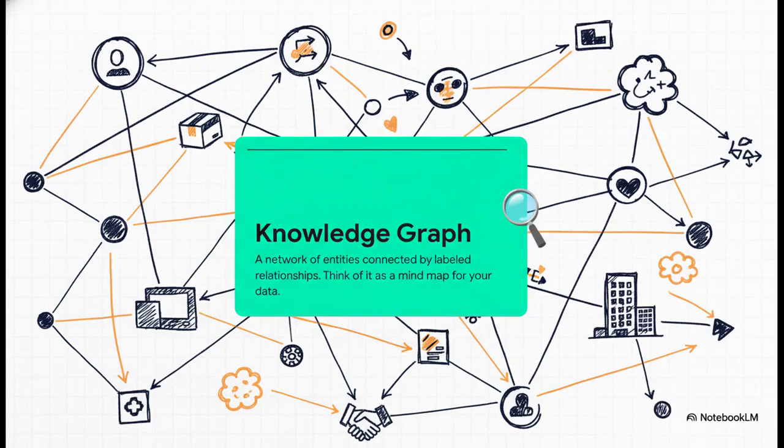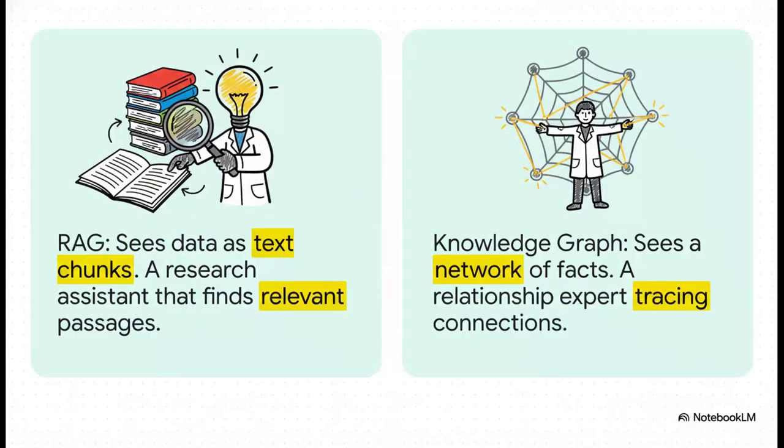And this is where we need a totally different way of thinking about our data: the knowledge graph. So what is it? Okay, forget about chunks of text for a second. The source material suggests thinking about it like a really sophisticated dynamic mind map for your data. It's a network of things, people, products, companies, all connected by clearly defined relationships, like works at, is a customer of, or collaborated on. And this comparison just illustrates the difference perfectly. RAG sees your data as a library full of text. It's like a research assistant that's really good at finding relevant paragraphs. A knowledge graph, on the other hand, sees your data as an interconnected network of facts. It's like a relationship expert who can trace the connections between things to find an answer. It's a fundamental shift in how you see your information.